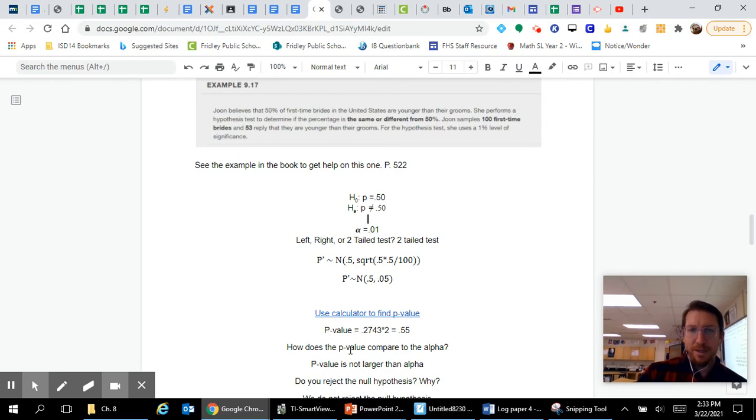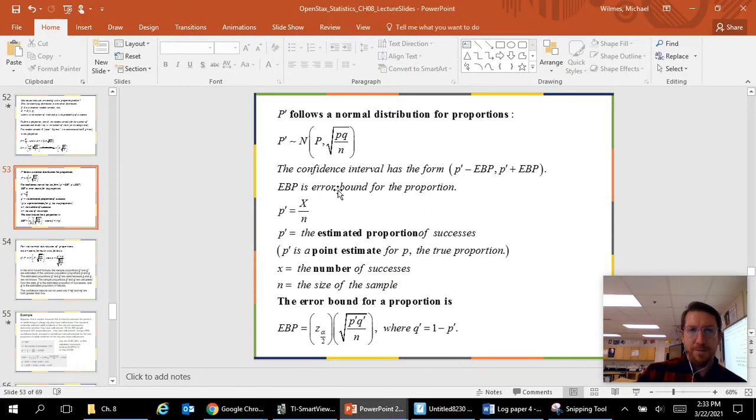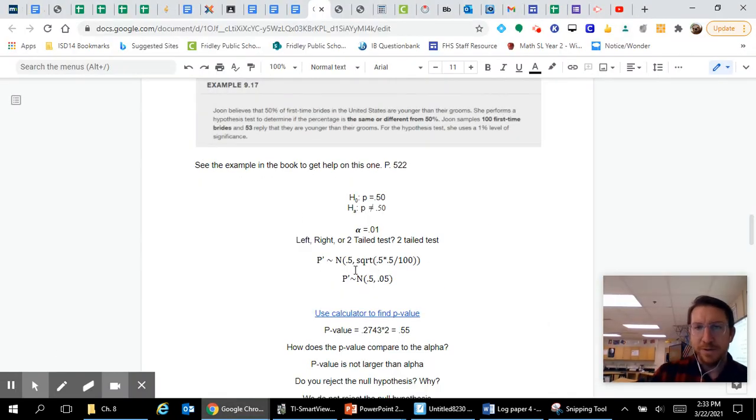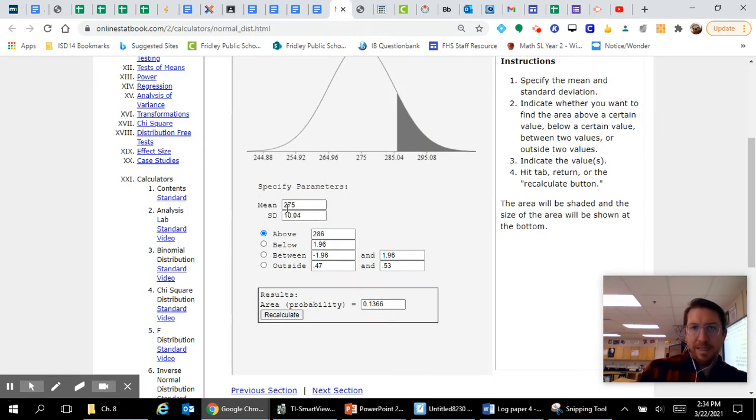We're going to go back and use our proportion distribution here. So our chance for success is 0.5. That's our null hypothesis. Then we're going to take the square root of 0.5 multiplied by 0.5. Those happen to be the same. Sometimes they're not. Sometimes one's like 0.3 and 0.7. And then divide by the square root of our sample size, 100. And so our average will be 0.5, and our standard deviation will be 0.05.